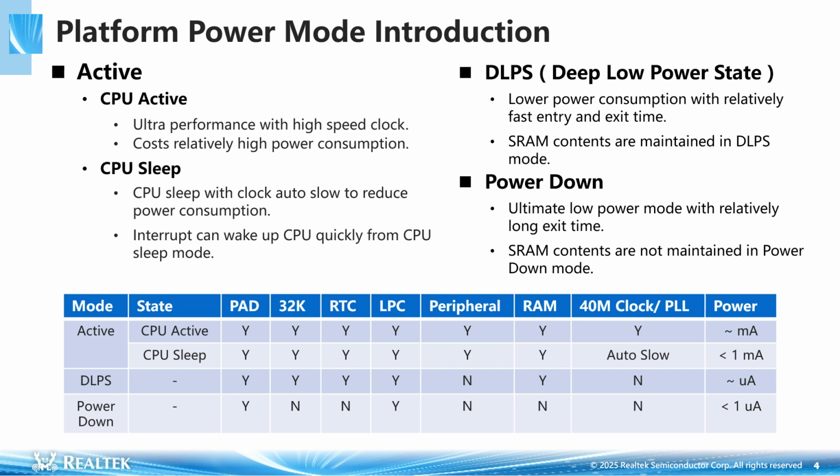Power down. This is the ultimate low power mode with a relatively long exit time, during which RAM contents are not retained. In power down mode, both RAM and low-speed 32 kHz clock are powered off. The PAD and LPC remain powered on, allowing them to wake up the system. The following table provides details on the power state of components in different platform power modes and includes the average power consumption for each mode.